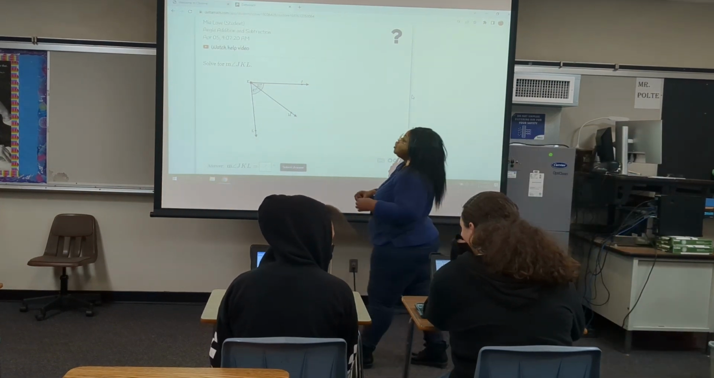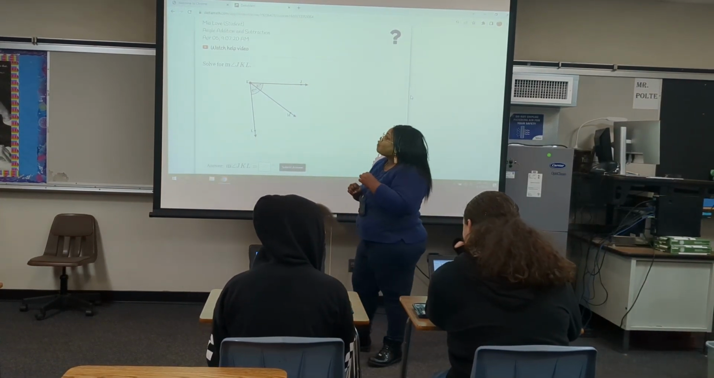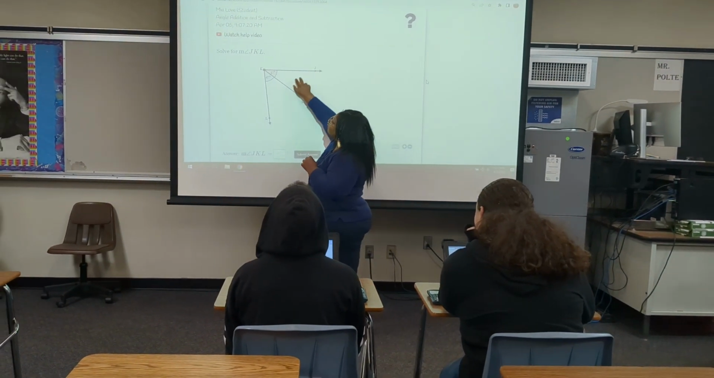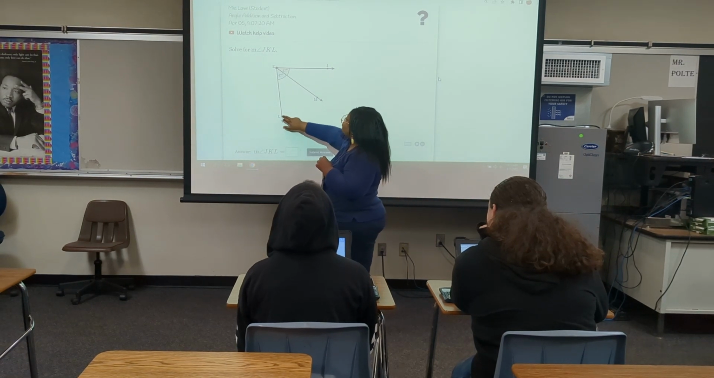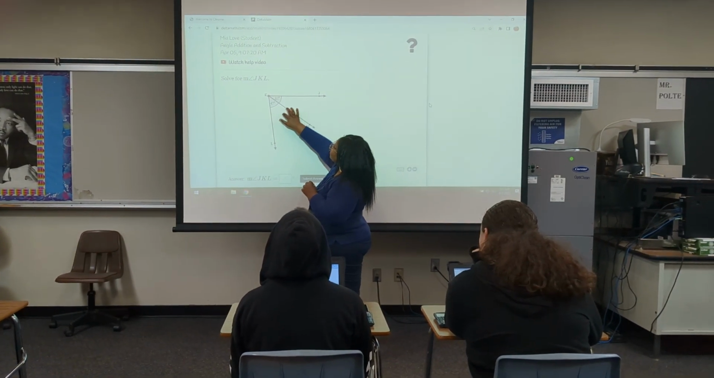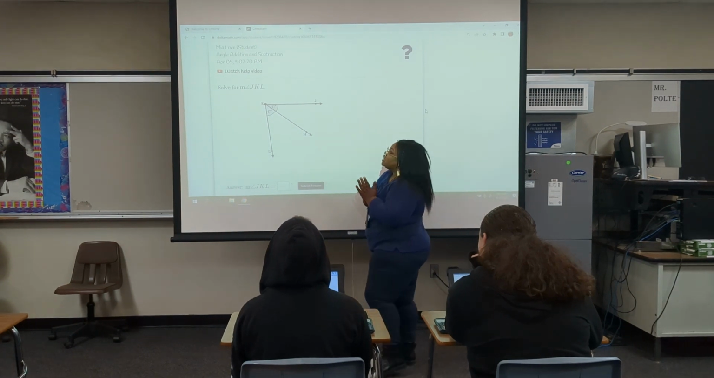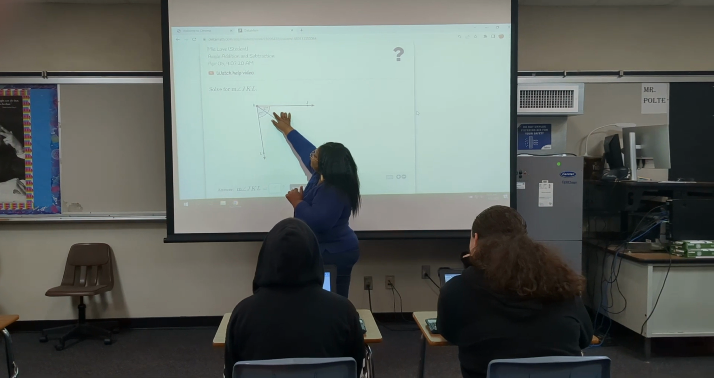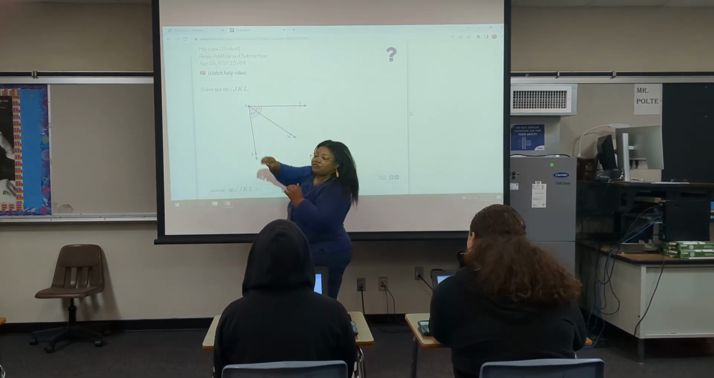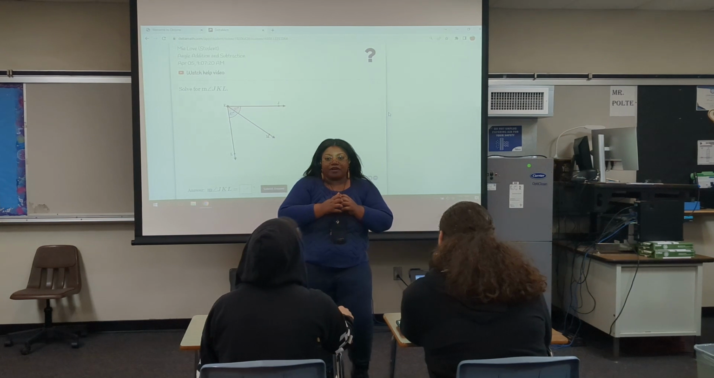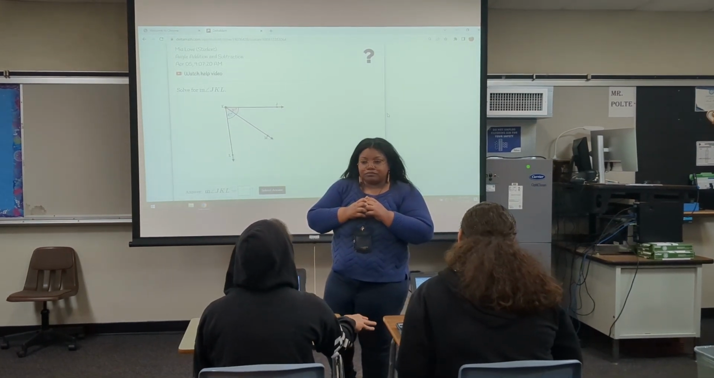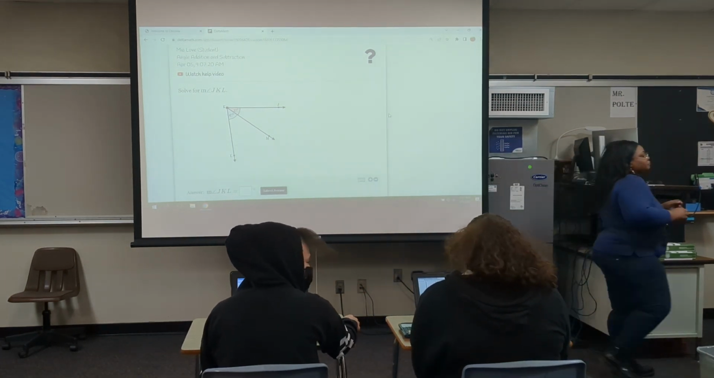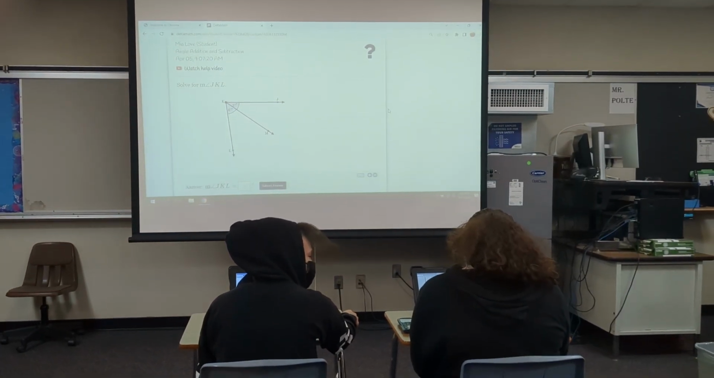Alright, so we're supposed to be solving for J, K, and L. That's J right here, K, and L. We're trying to find this area right here. We're still doing addition, and I can tell by just finding and solving for it. So what is 37 and 47 added together? 84. 84, okay.